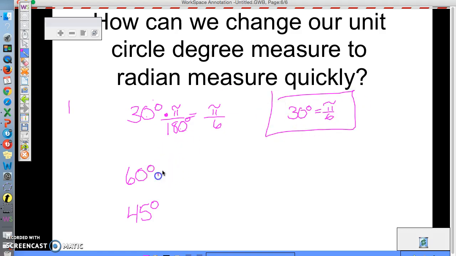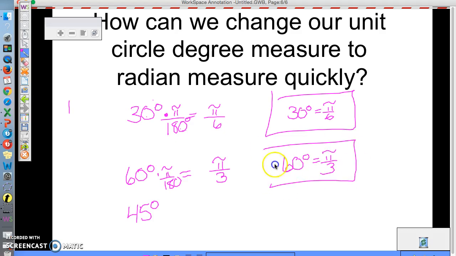What about 60 degrees times pi over 180? Well, 60 over 180, that's 1/3, so that's pi over 3. So 60 degrees equals pi over 3. And 45, times pi over 180, well, that goes in there, pi over 4. So 45 degrees equals pi over 4.